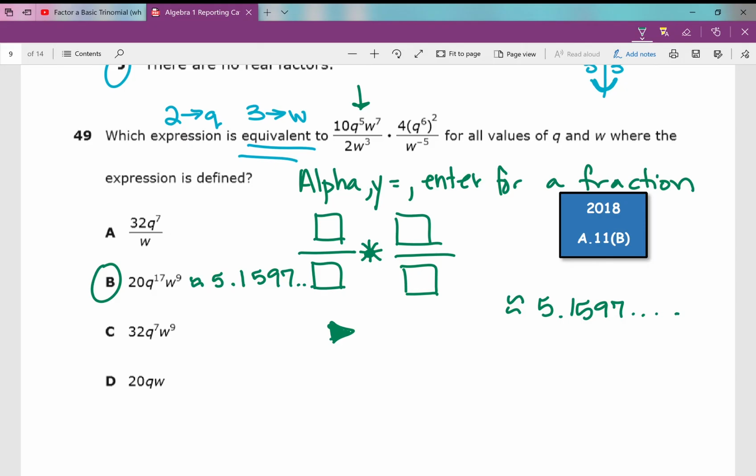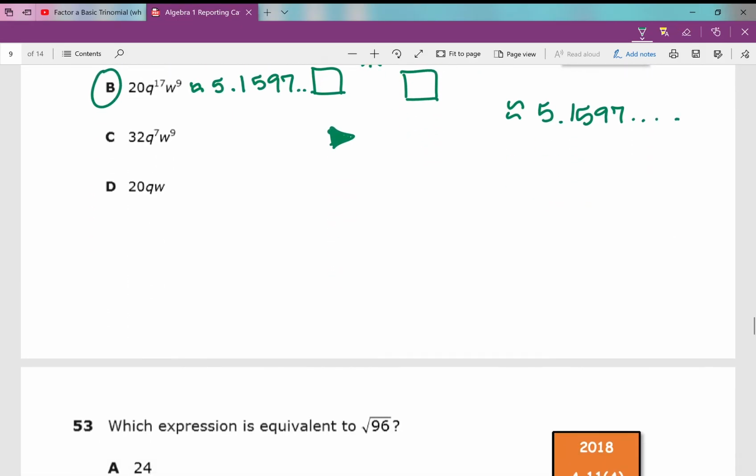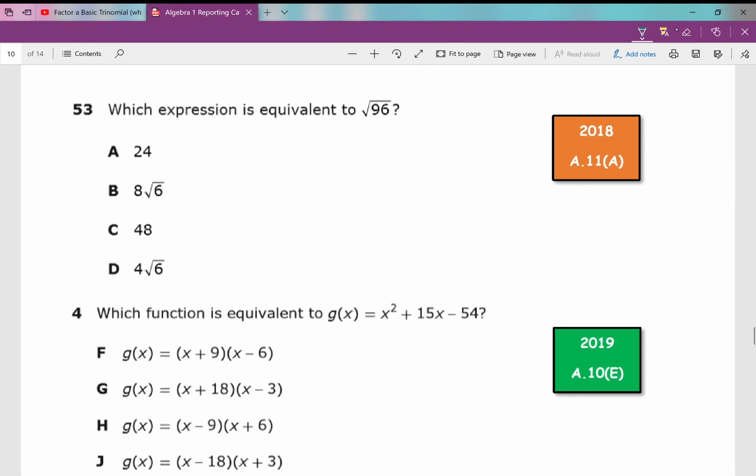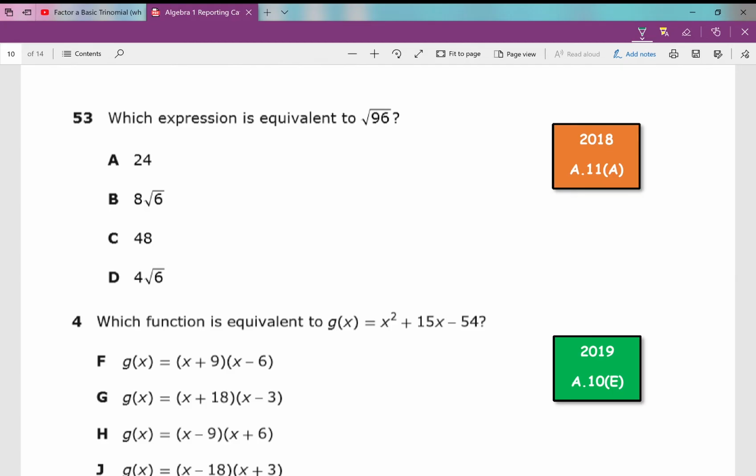All right, we've got one more problem from reporting category number 1 on the 2018 version. Lots of equivalence. Which expression is equivalent to? Well, I don't have a variable here. So if I just type in the square root of 96, I get about 9.797.